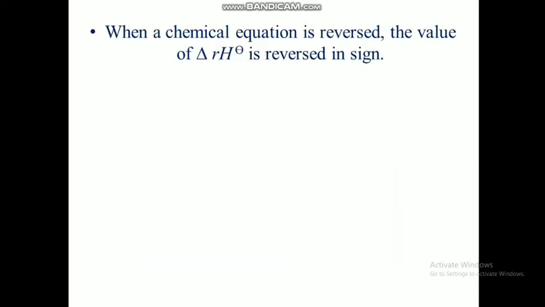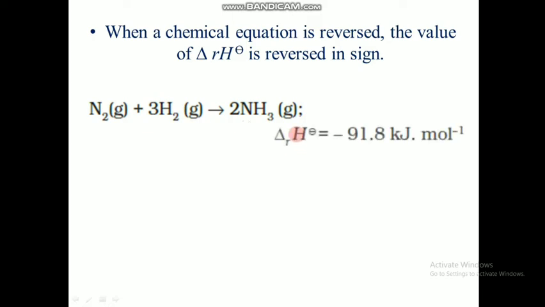And the next fact is that when a chemical equation is reversed, the value of delta rH reverses its sign. This we have mentioned earlier also, but we will see an example. So N2 plus 3H2 gives 2NH3. This is the formation of NH3. There also we are mentioning the states which are present, and the enthalpy of reaction at standard states will be minus 91.8 kilojoules per mole.